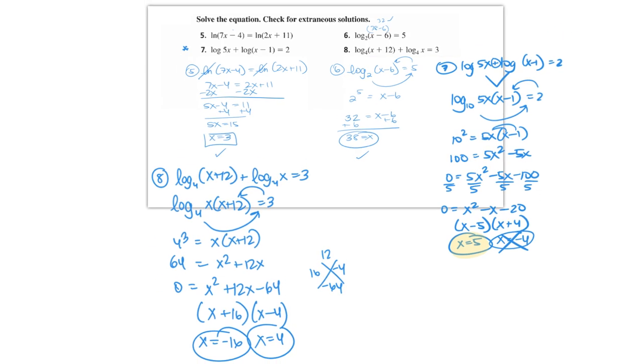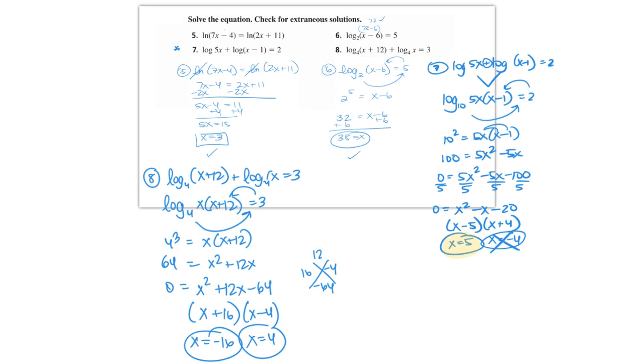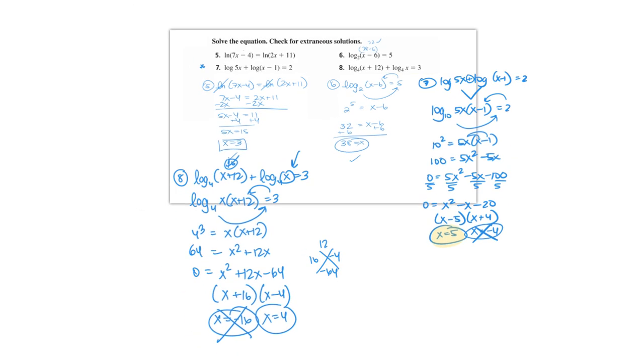And again, I'm going to check for extraneous. I already know right here, if I plug negative 16 in, that makes it a negative, so it's not good. And when I do the 4, 4 plus 12 is 16, that's good. And 4 is just 4, so that's good too. So 4 is the correct answer.